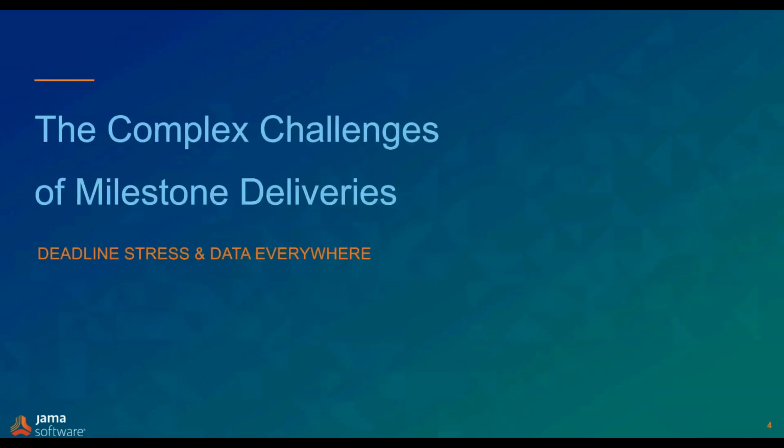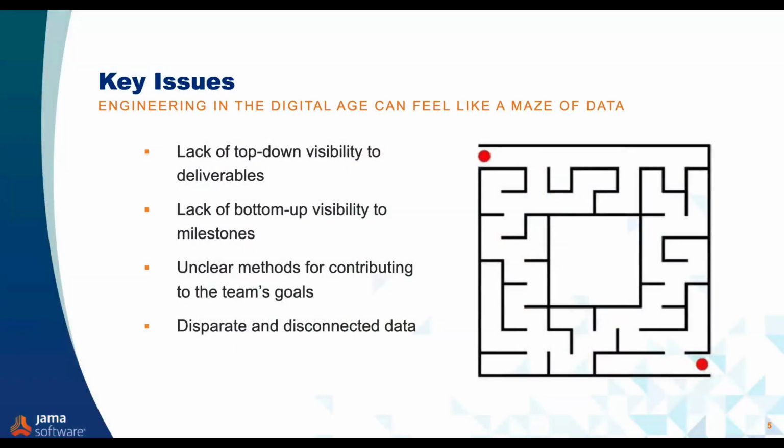So this complex challenge: deadlines, stress, there's data everywhere, it's disconnected, it's disparate, it's annoying. That's the core root problem here. But to elaborate on it, engineering in the digital age can feel like a maze, right? There's sometimes a lack of top-down visibility to deliverables. So if you're a program manager or a lead systems engineer or a chief engineer, you might struggle to see all the work that your teams are doing.